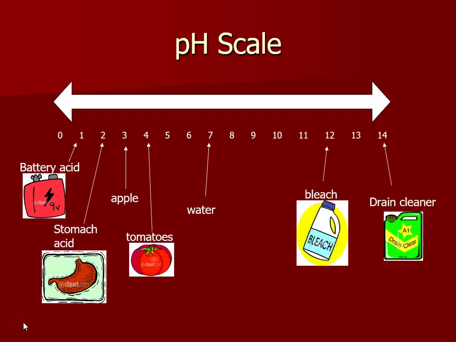So this is just to show you a visual of some different household compounds or things you might have come into contact with and where they fall on the pH scale. Again, water is neutral at a pH of 7. Some acid examples: tomatoes, pretty acidic. They have a pH of about 4. Apples are between 3 and 4. Stomach acid has a really low pH. It's very, very acidic, less than 2. And battery acid has a pH of about 1 or less, so very, very acidic. And then on the other side of the scale, at a pH of about 12 is bleach, and then drain cleaner is between a 13 and a 14, so very, very basic.